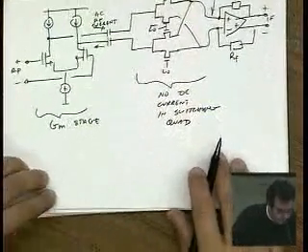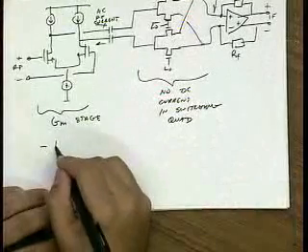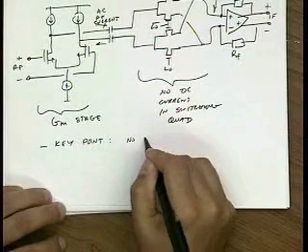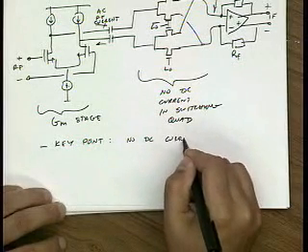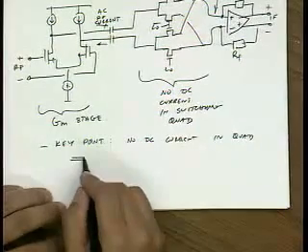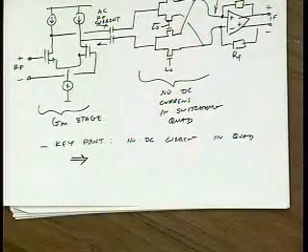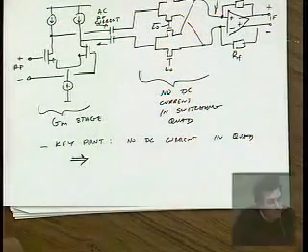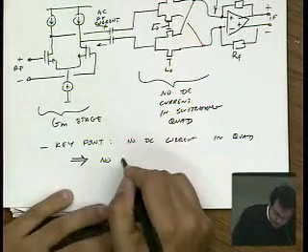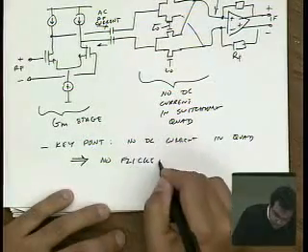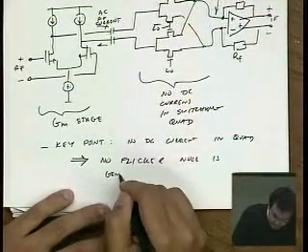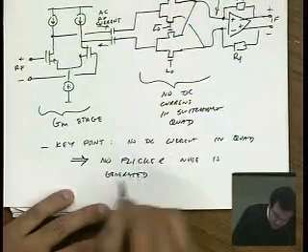Okay, so the key point is no DC current in the quad. And can anyone think of an advantage of not running DC current through that quad? Exactly, no flicker noise.